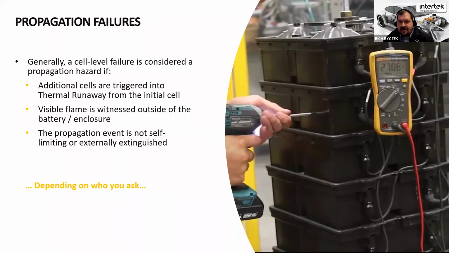If a cell goes into runaway and doesn't trigger the cell next to it, that's a self-limiting event. If a cell triggers a second cell, but that doesn't create enough heat to trigger a third cell, then you have, again, a self-limiting event, and you don't exceed the mechanical constraints of the battery itself. Even though the battery is no longer usable, it hasn't created a greater safety risk to the surrounding area, the surrounding batteries.